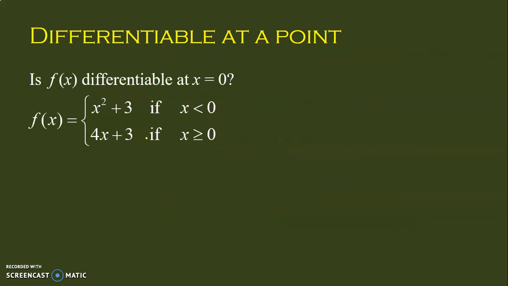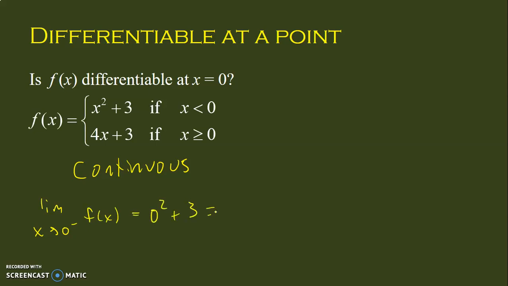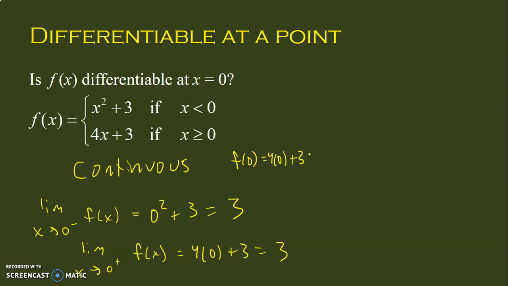So for example, on this piecewise function, is this function differentiable at 0? So let's check if it's continuous first. I think there might be an extra letter in there, but the limit as x approaches 0 from the left of f of x would be 0 squared plus 3, which is 3. The limit as x approaches 0 from the right of f of x should be 4 times 0 plus 3, which is 3. And then f of 0, I would use the bottom equation, 4 times 0 plus 3.